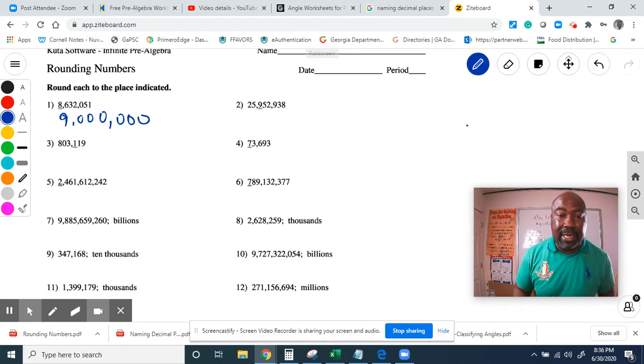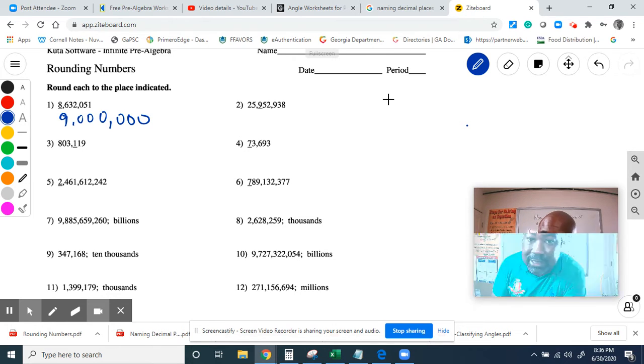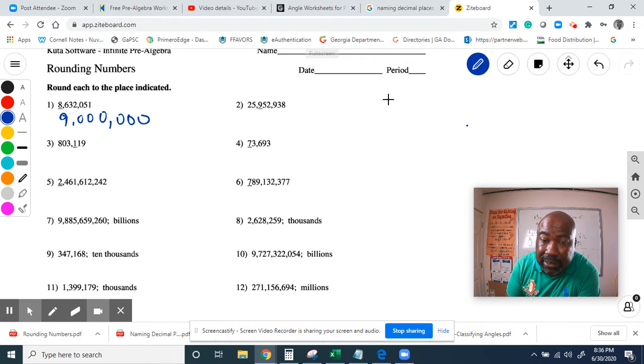Now, let's take a look at number 4. Number 4 right here, we have 73,693. We have to look at this unit right here, which is the thousand place. If this is greater than 4, then this gets rounded up to 8. If it's less than or equal to 4, then it remains its place. So this one is just going to be 70,000.